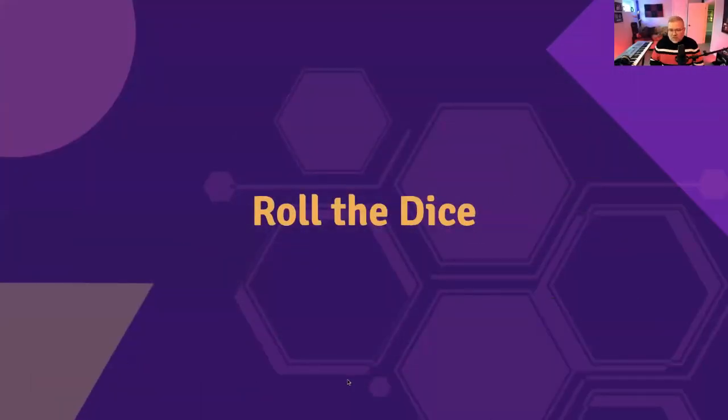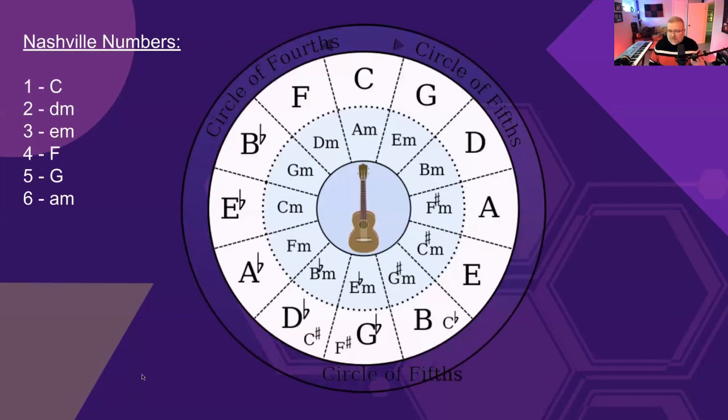We'll get to lyrics in a bit, but I wanted to start with chord progressions and music. So I call this brainstorming tool Roll the Dice. And this is based on the concept of the circle of fifths.